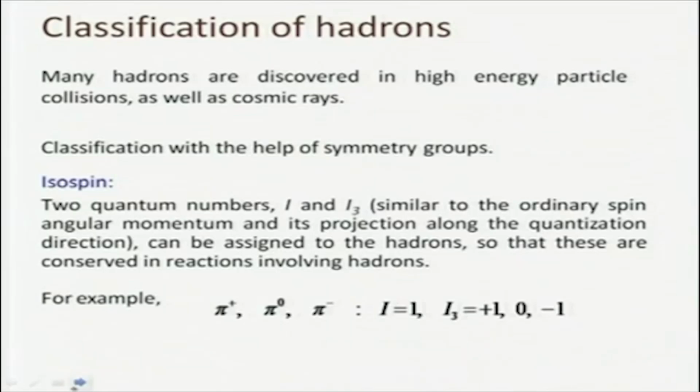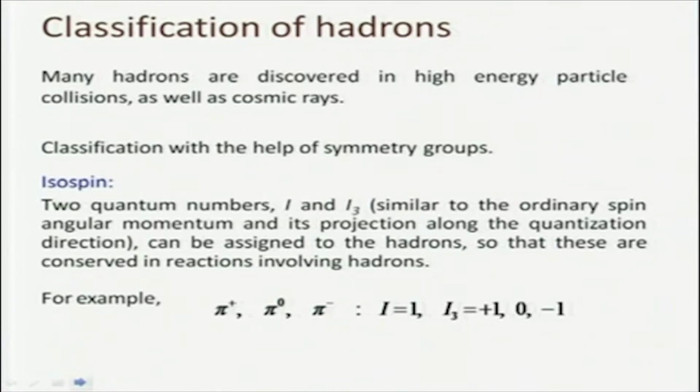Any of the bound states of quarks we will call hadrons. Mesons and baryons together are called hadrons. Mesons are hadrons with a quark and an antiquark. Baryons are hadrons with 3 quarks in them.